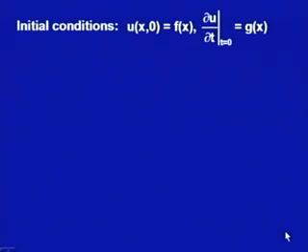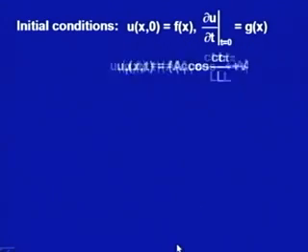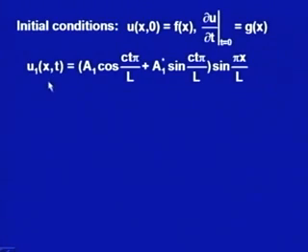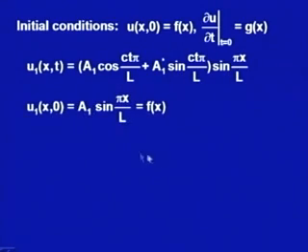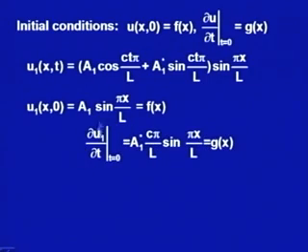Let us see the initial conditions. At t equal to 0, u(x,0) is f(x) and the initial velocity is g(x). So, if I take the first one, u_1(x,t) equals a_1 cos(c t pi over L) plus a_1 star sin(c t pi over L), times sin(pi x over L). At t equal to 0, I would get a_1 sin(pi x over L) as f(x), and del u_1 over del t would give a_1 star c pi over L times sin(pi x over L) equal to g(x).